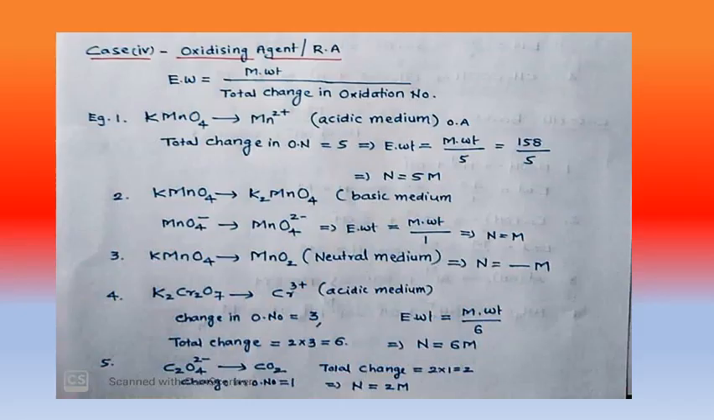Okay, next case 4, for oxidizing agents or reducing agents. Equivalent weight equals molecular weight by total change in oxidation number. Students, be careful here. What is mentioned? Total change in oxidation number, not change in oxidation number. Okay, total change in oxidation number. This is very important. Try to remember it because you will get it in competitive exams most of the time.